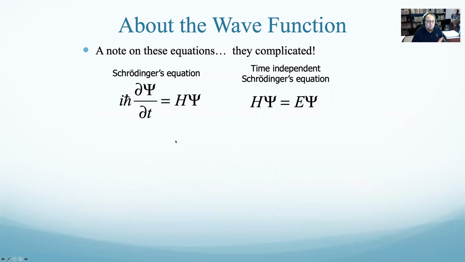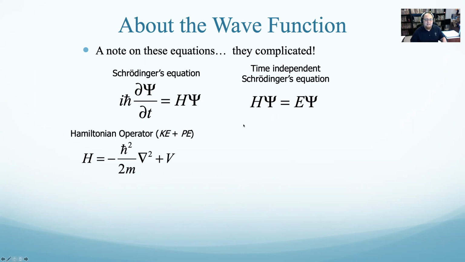The H in this equation is called the Hamiltonian operator. And it's a fancy way of saying kinetic energy plus potential energy. This time-independent Schrödinger equation literally says total energy equals total energy. H is simply kinetic energy plus potential energy. And so the equation really is the kinetic energy of the particle plus the potential energy of the particle equals the total energy of the particle.